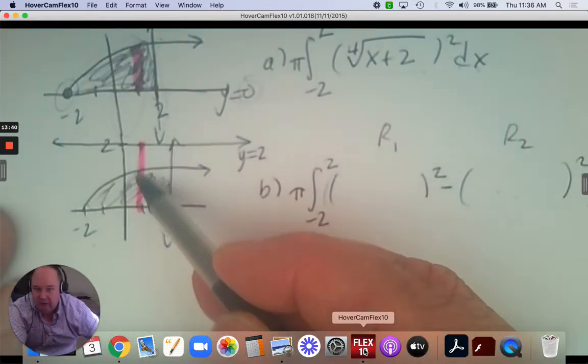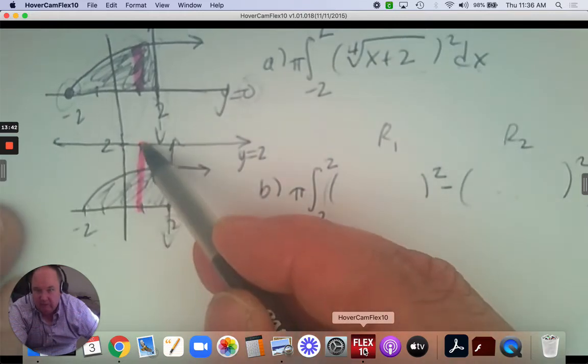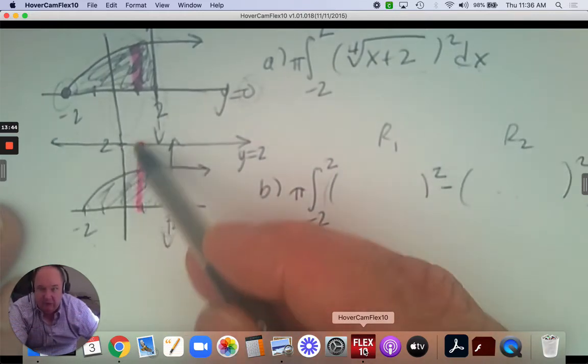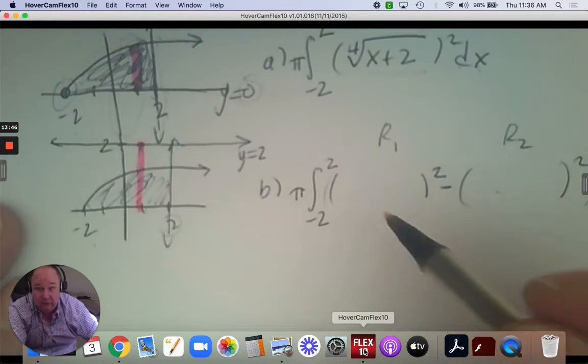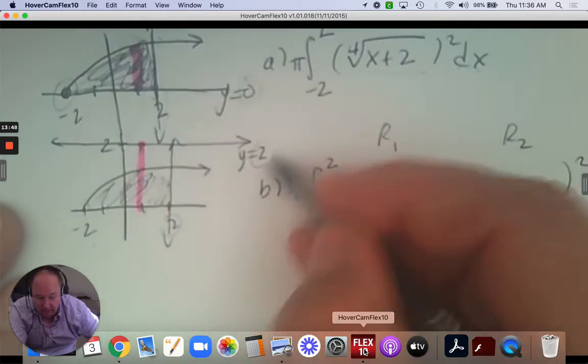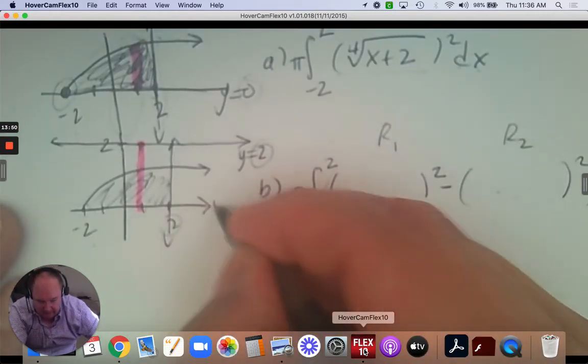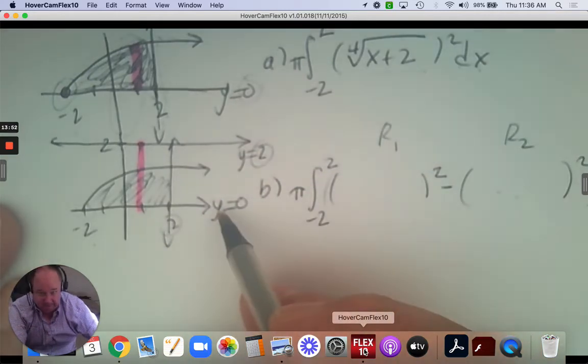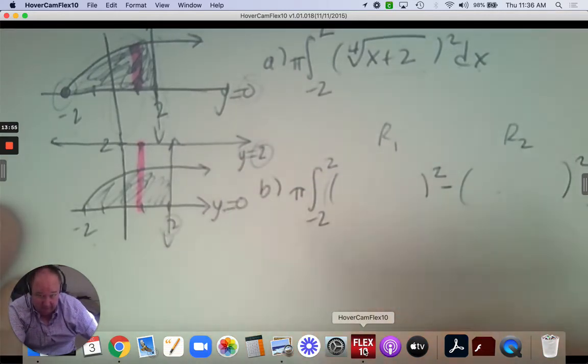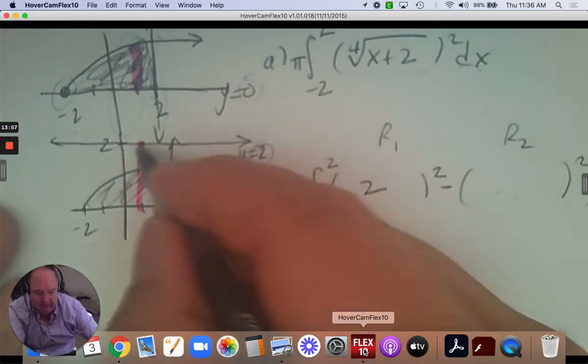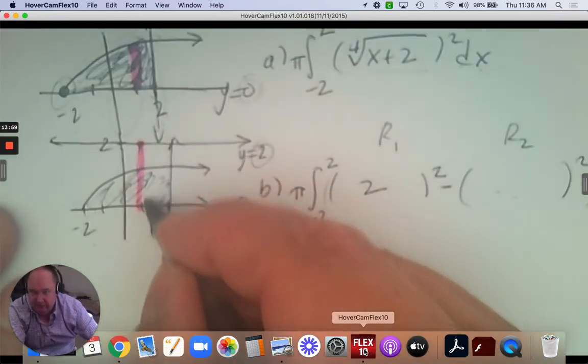So start there all the way through the area. What represents that? Now, if you look really carefully, you could just see the answer is 2. But you could also go top, subtract bottom. Remember, the axis is 0. So 2 take away 0. The big radius there is 2.